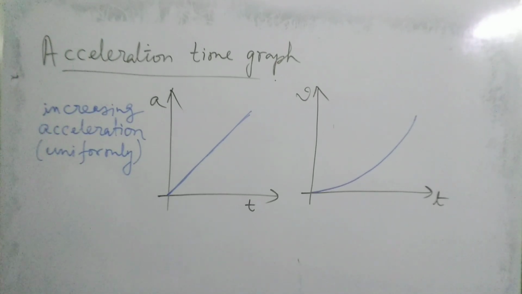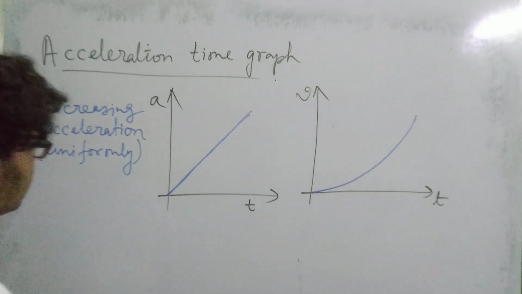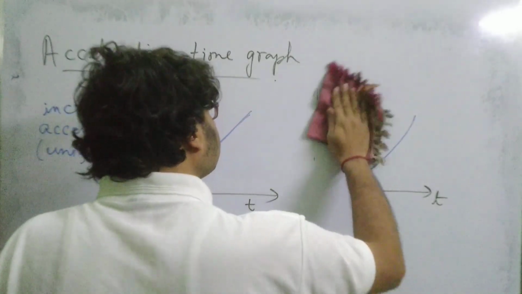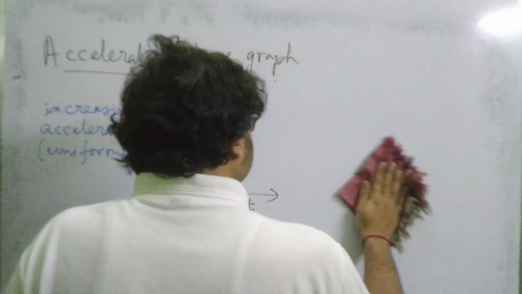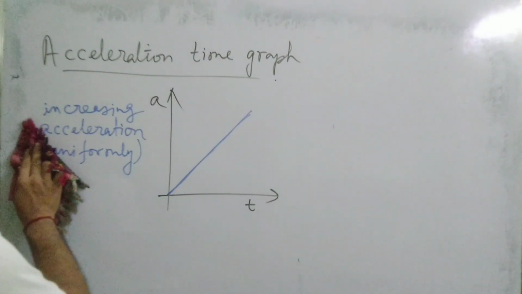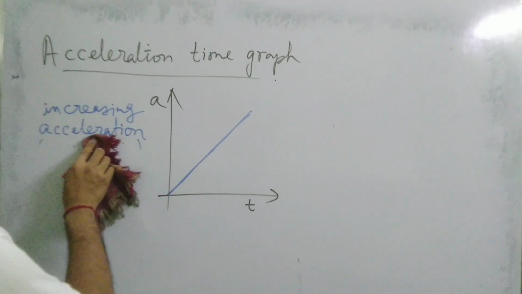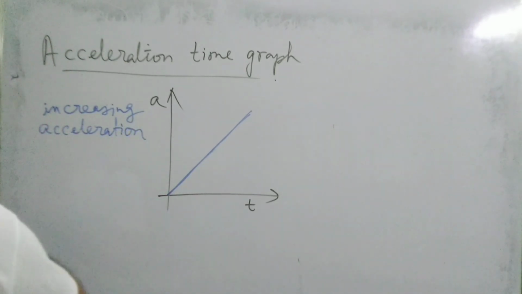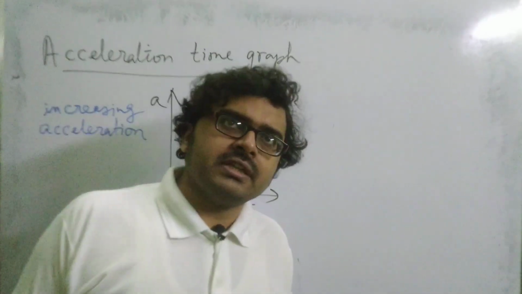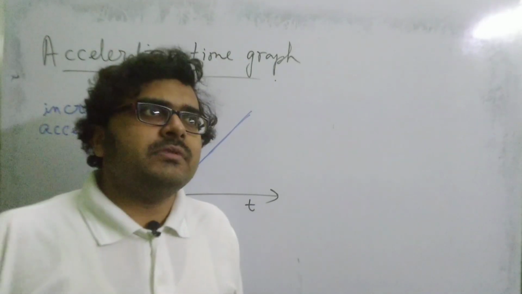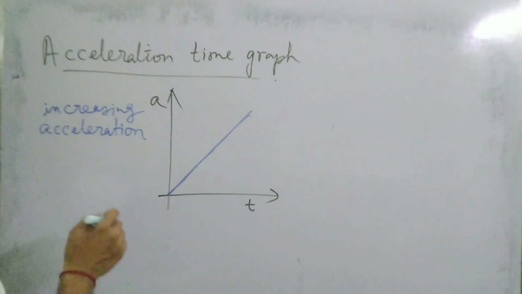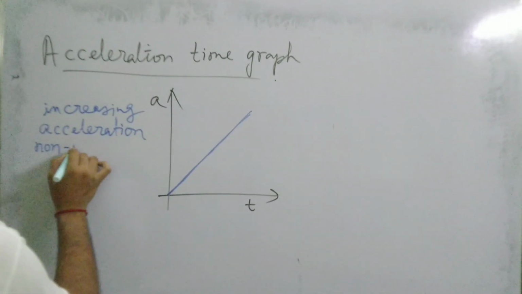Now let us move on to the next case, where the acceleration is also increasing but non-uniformly. Say initially at 0 seconds it was 0 meter per second square, then after 1 second it becomes 5 meter per second square, then at 2 seconds it suddenly becomes 12 meter per second square, then at 3 seconds it suddenly becomes 30 meter per second square. So the acceleration is increasing in a non-linear fashion, non-uniformly.